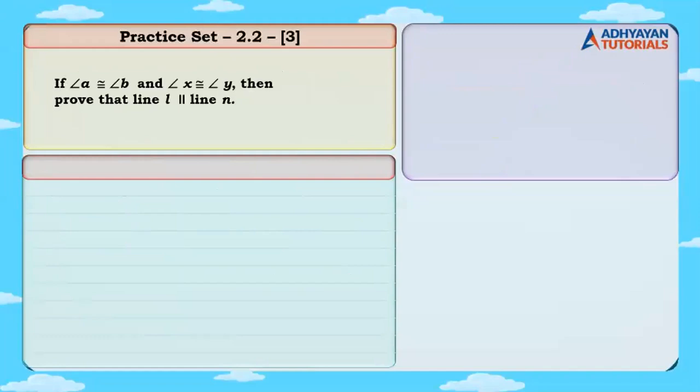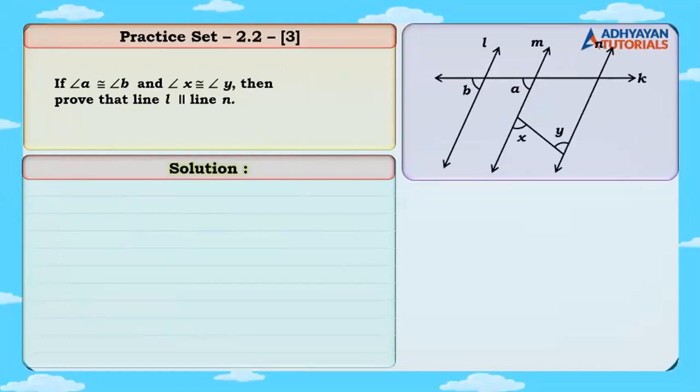Practice set 2.2 question 3. Angle A is congruent to angle B and angle X is congruent to angle Y. Then prove that line L is parallel to line M. So these two angles are congruent. First of all, tell me what type of angles are they? They are nothing but corresponding angles. Like here, if you look, you see an F shape like this, right? So we all know if a pair of corresponding angles are equal, then the lines are parallel. So which two lines can be proved parallel? L and M, right? The next part, children, which is given.